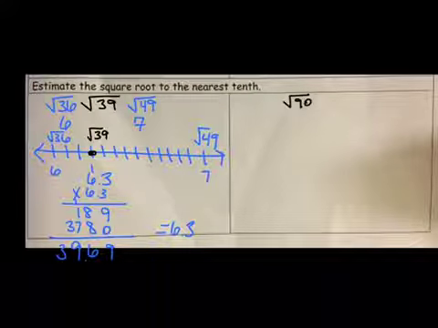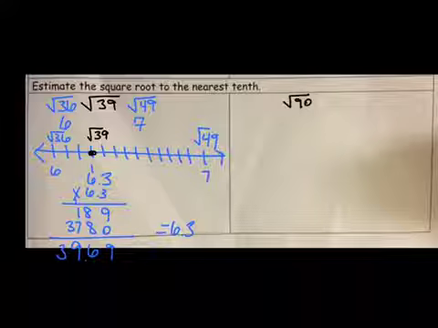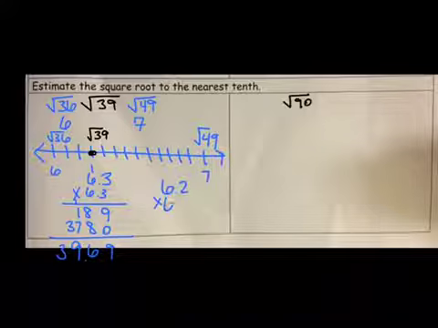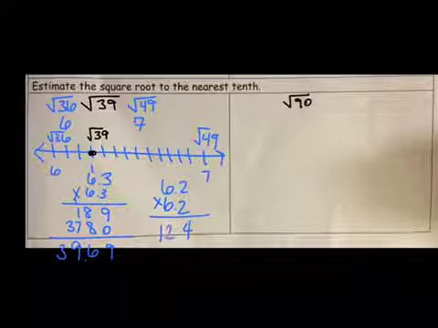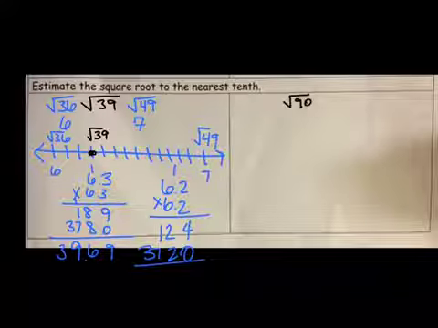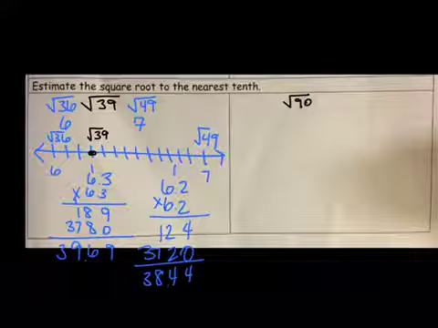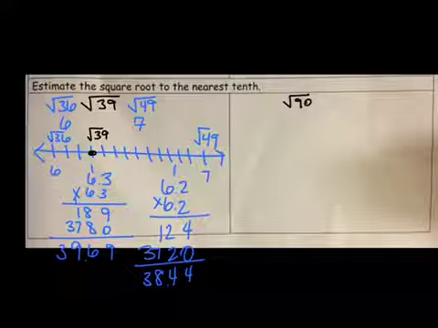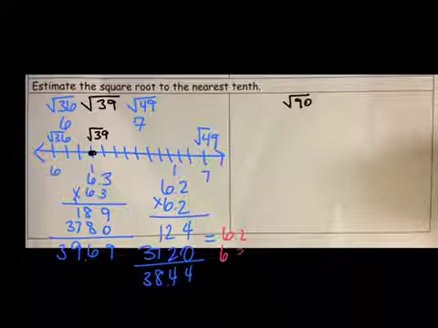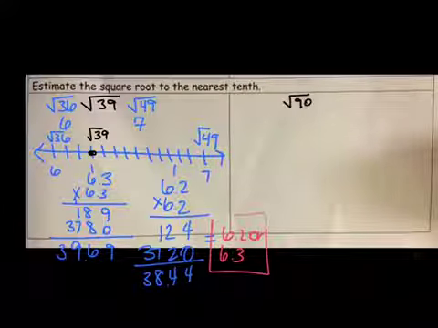Or say you went with 6.2 instead. So let's see what happens when we do 6.2 squared. 37, 4, 4, 8. So for that we get 38.44. So both are really close. So for that question I would accept either 6.2 or 6.3 would be acceptable for that.